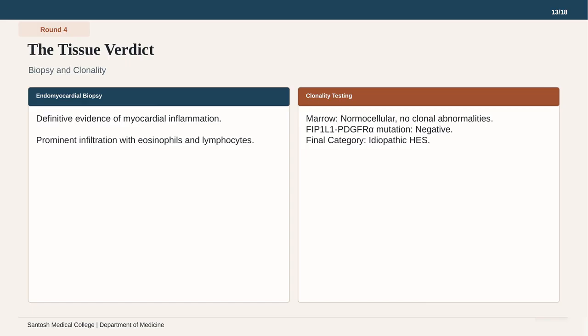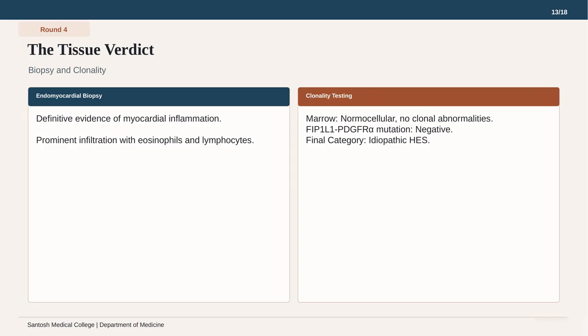That solves our diagnostic race. Look at the endomyocardial biopsy results on the left. The pathology shows clear evidence of myocardial inflammation, featuring a prominent infiltration packed with eosinophils and lymphocytes. This directly confirms eosinophilic myocarditis. Now, shift your focus to the clonality testing on the right. The bone marrow is normocellular without any clonal abnormalities.